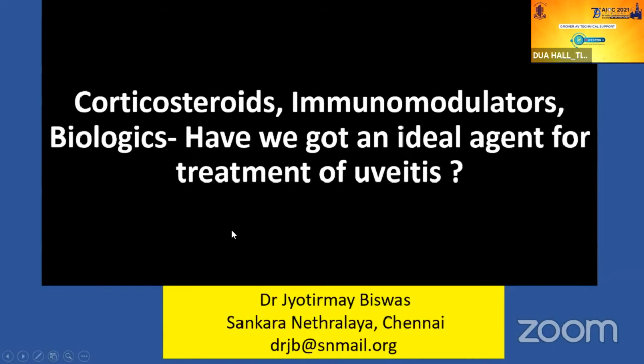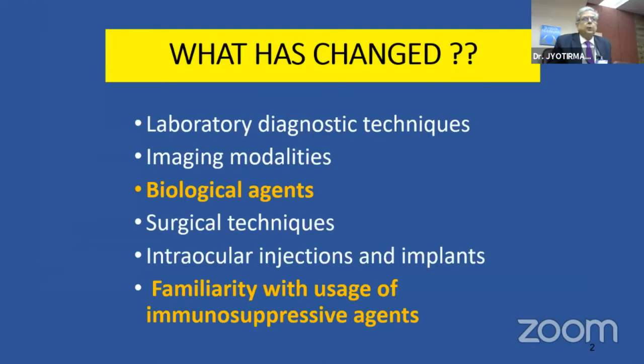After starting the cause, we put the patient on treatment. I'll be talking on corticosteroids, immunomodulators, biologics. Have we got an ideal agent for the treatment of uveitis? So what has changed over the years? Laboratory diagnostic techniques like polymerase chain reaction, imaging modalities like optical coherence tomographic angiography, surgical techniques, complex vitreoretinal surgery, intraocular injections and implants like Ozurdex, dexamethasone intravitreal implant.